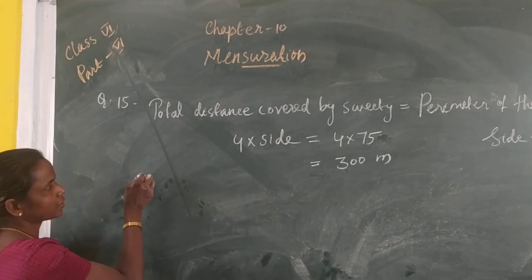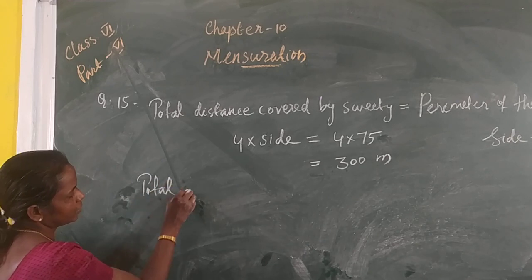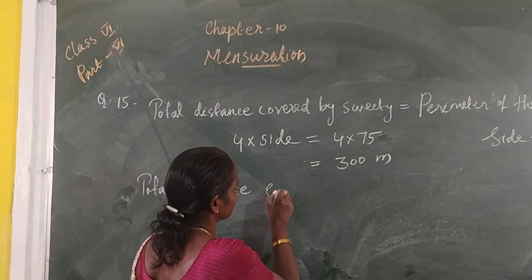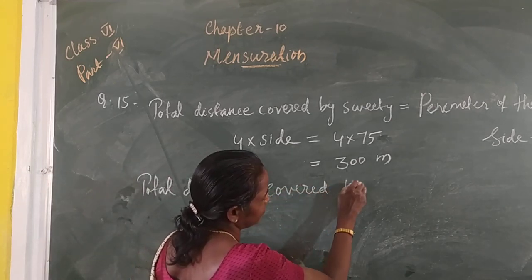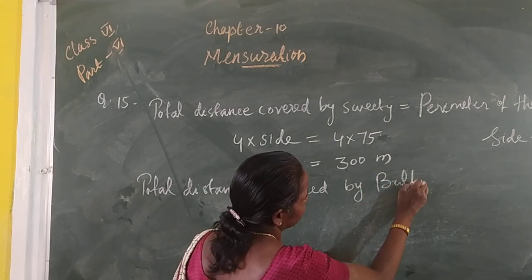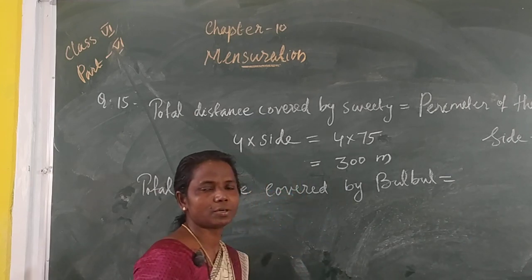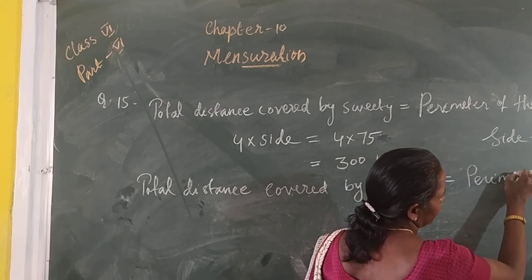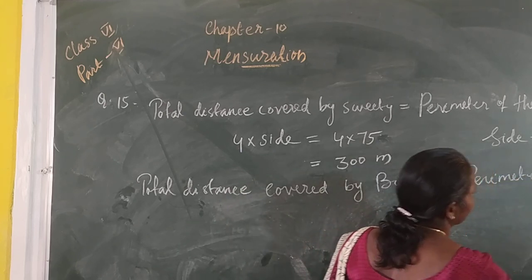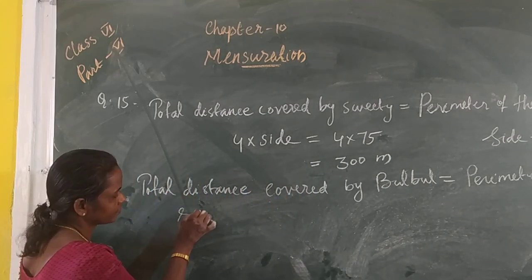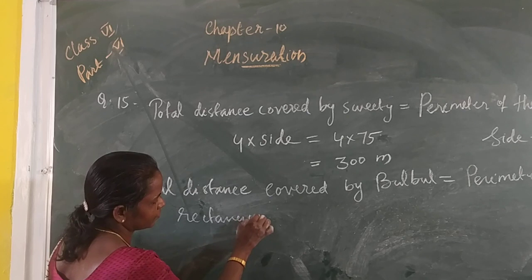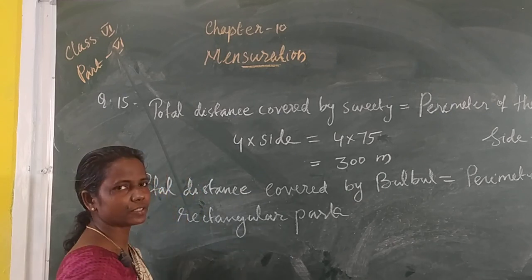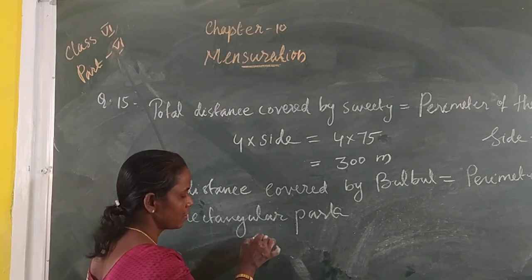The next, total distance covered by Bulbul is equal to the perimeter of the rectangular park.